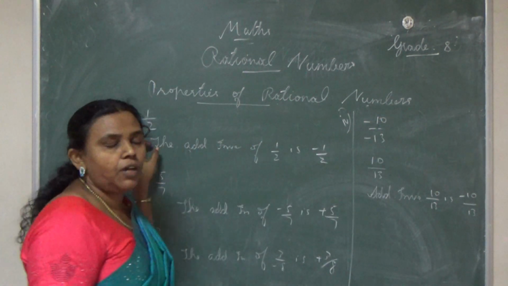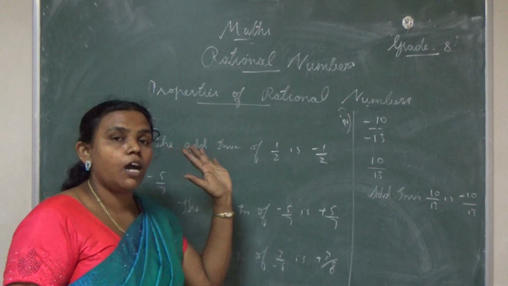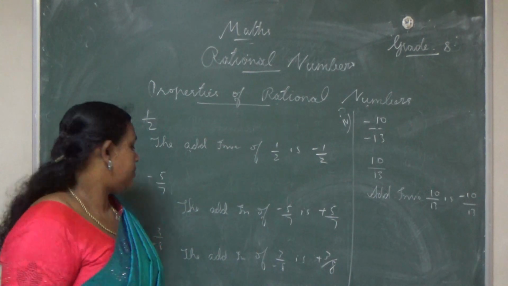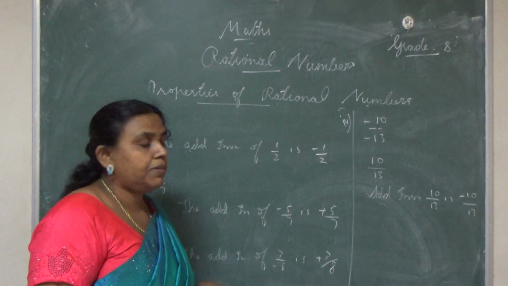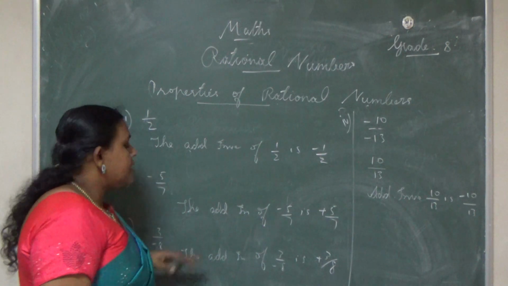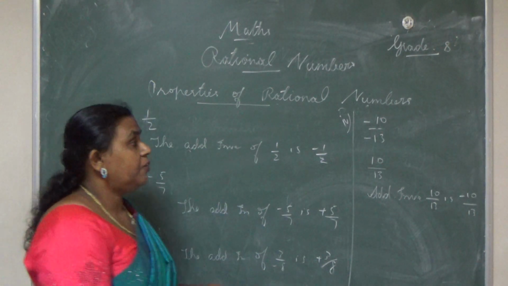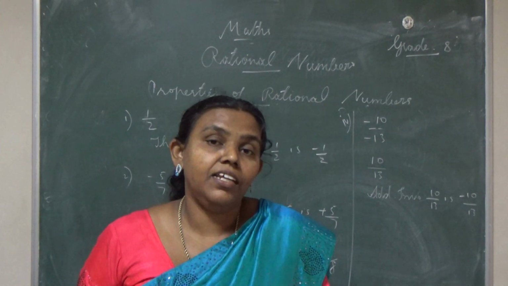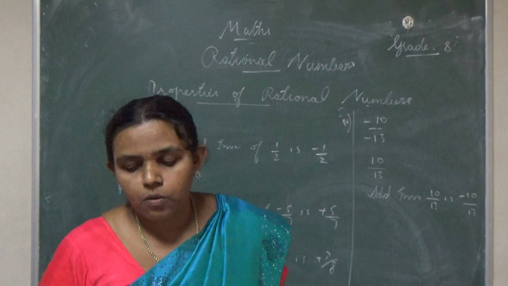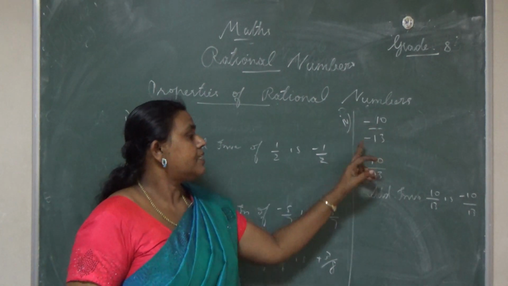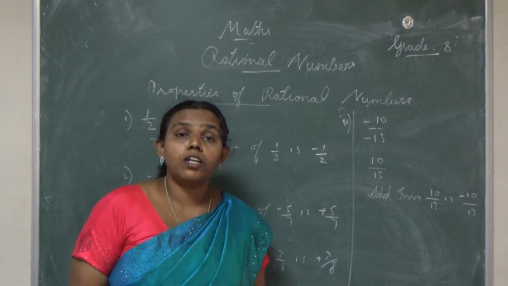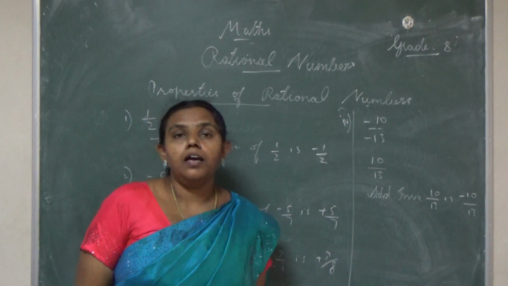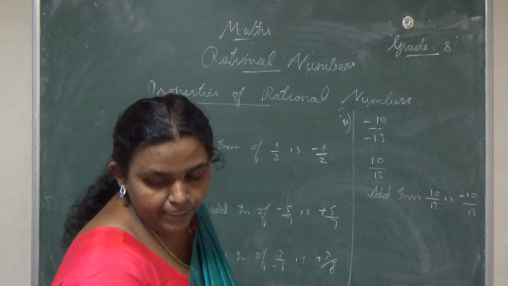So if it is 1 by 2, at once you say minus 1 by 2, ma'am, you will shout. If it is minus 5 by 7, what will you say? Plus 5 by 7, ma'am, you will shout. Here you will get confused: minus 10 by minus 13. This type of problems, wherever, there will be a small twist. So minus 10 by minus 13 means it is a positive rational number, 10 by 13. So the additive inverse is minus 10 by 13.